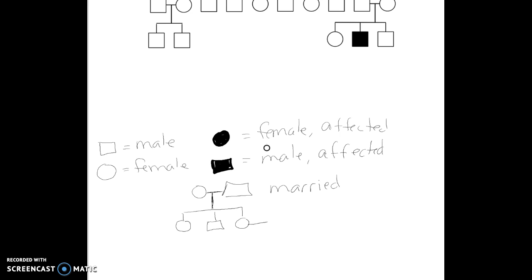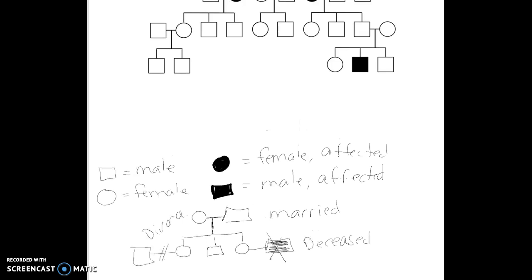A couple other things that we'll see: I might have a square represented here. Maybe he's affected by this characteristic. If there is an X through him, this means that he is deceased. We might also see that this daughter and her husband have a broken line, and this represents a divorce. Okay, so that's the basics of what these pedigrees mean.